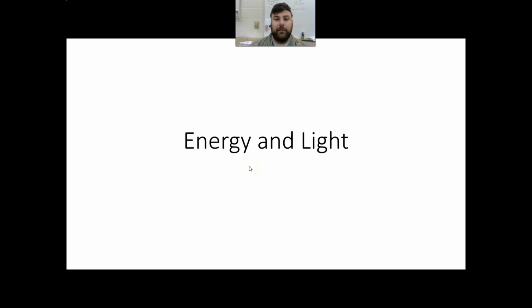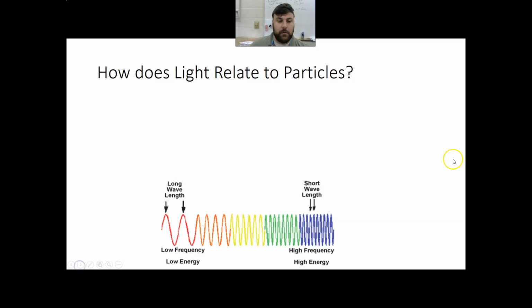All right, so for the last part of this unit, we are going to look at energy and light. So the question is how does light relate to particles that we have been studying? So how does it relate to atoms, electrons, things like that?